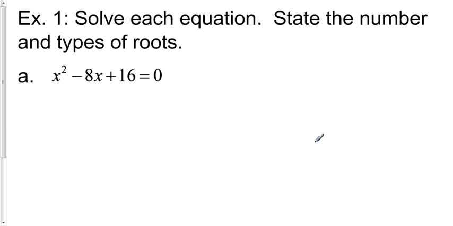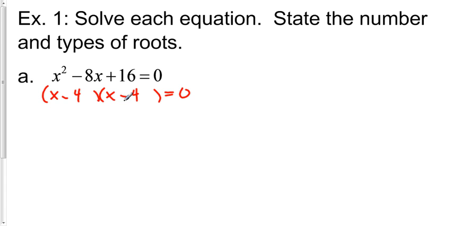Now let's solve each equation here and then state the number and types of roots. We can definitely pull off the real solutions from the graph by finding the x-intercepts or the zeros, but in this particular case we can also factor and find our solutions. So I've got a trinomial. I'm going to try to factor it into 2 binomial factors. x squared factors into x times x. 16 is 4 times 4, and I'm going to make them both negative because -4 and -4 adds up to -8. So my 2 factors are x minus 4 times x minus 4.